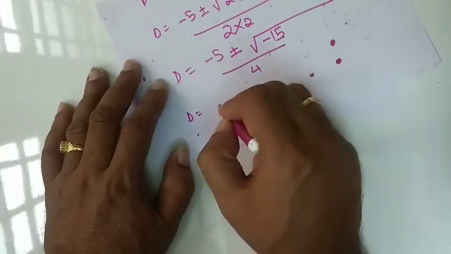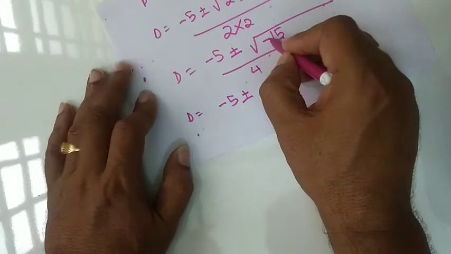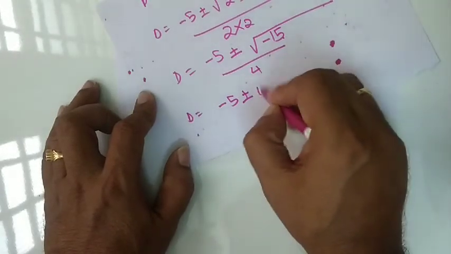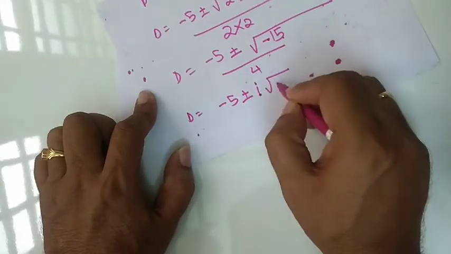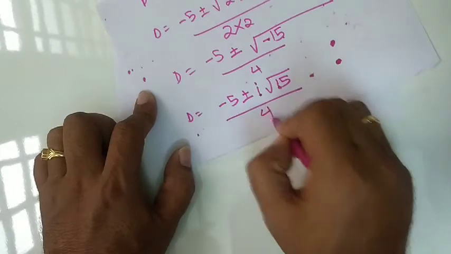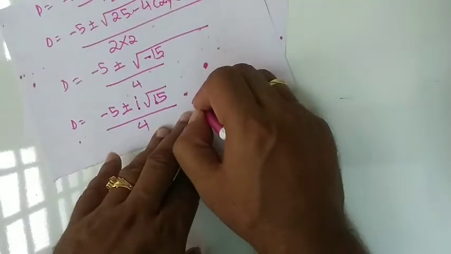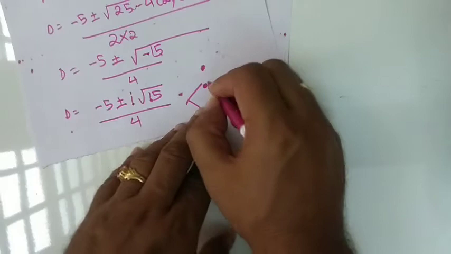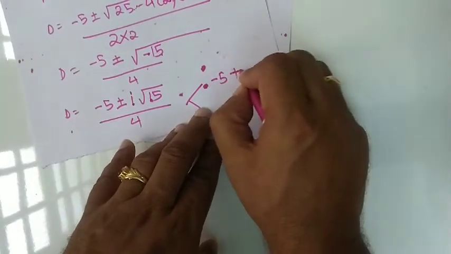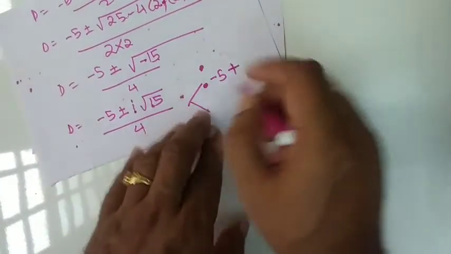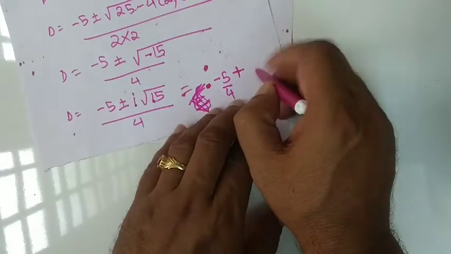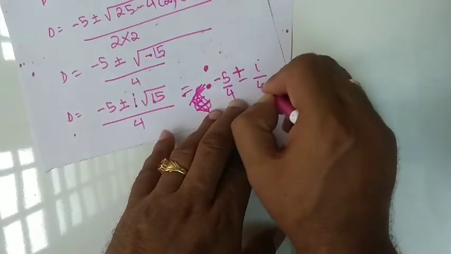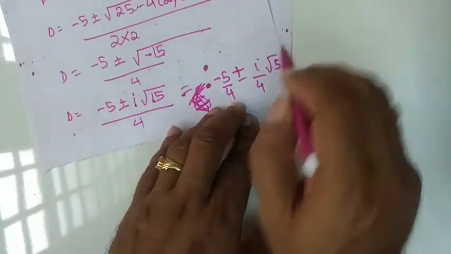D is equal to minus 5 plus or minus. Under the square root, minus 1 is there, therefore for this minus I have written i into root 15 divided by 4. So therefore there are two roots. One is minus 5 by 4, or you write like this, minus 5 by 4 plus or minus i by 4 into root 15.